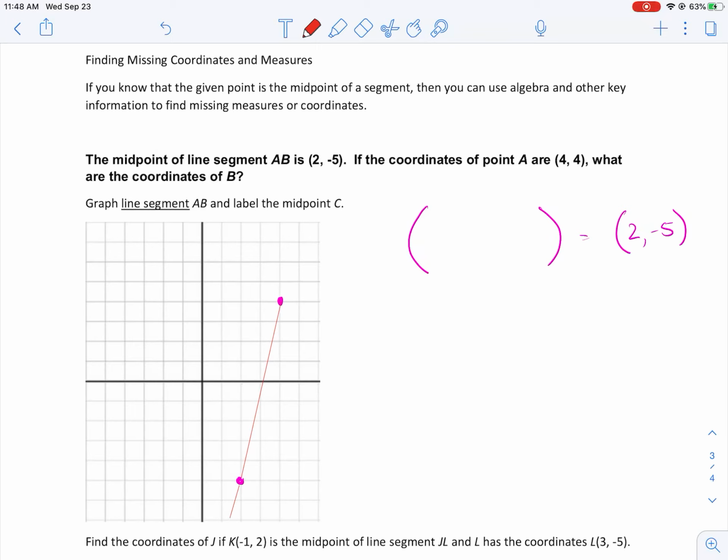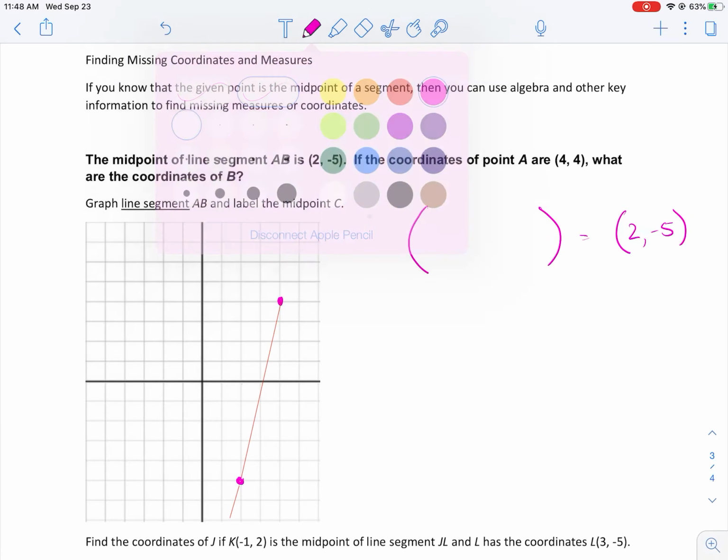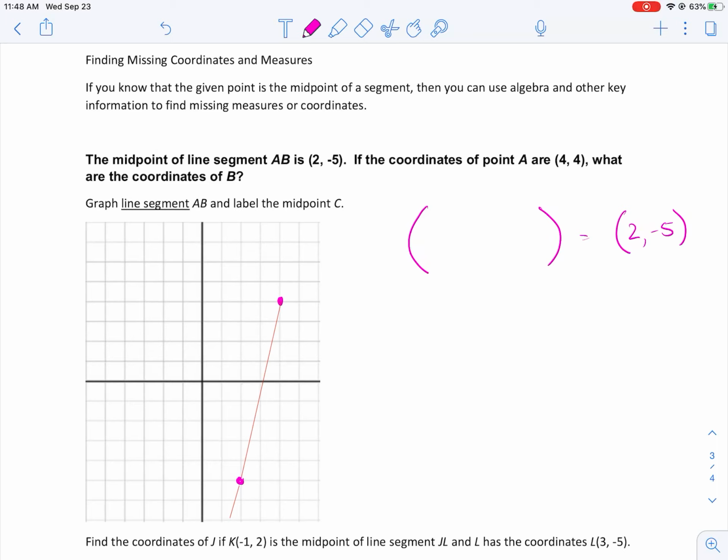So it goes somewhere down that direction. Okay? Unfortunately the graph stinks and I didn't give you guys enough space. But we can still find what that other point is. So let's think about this.